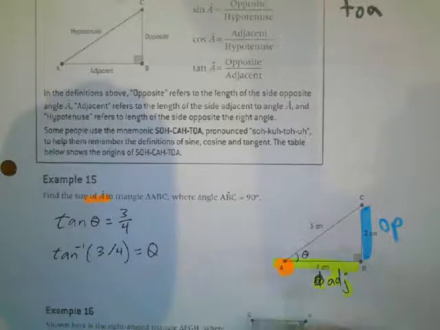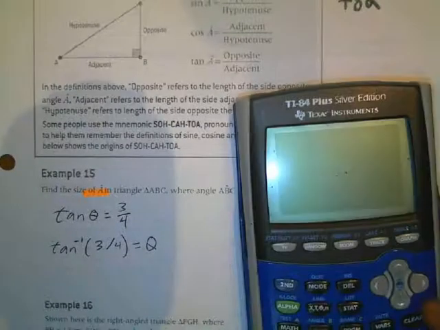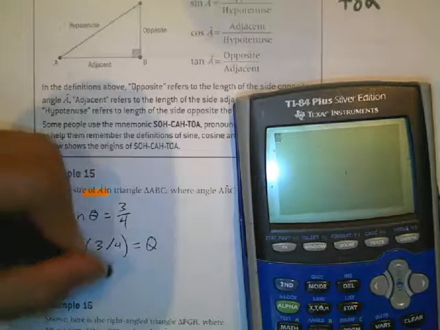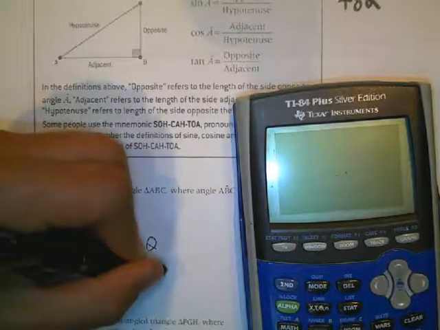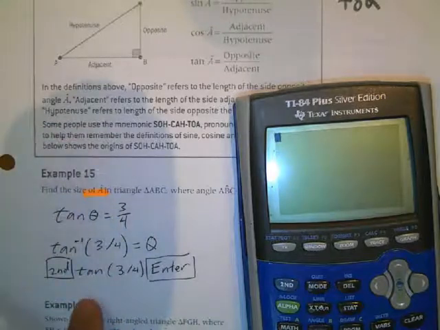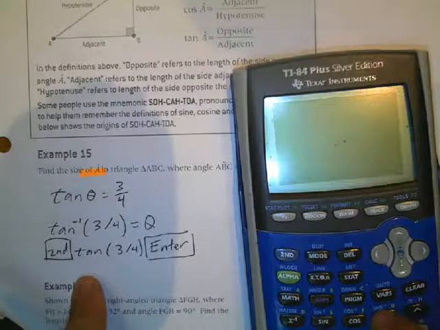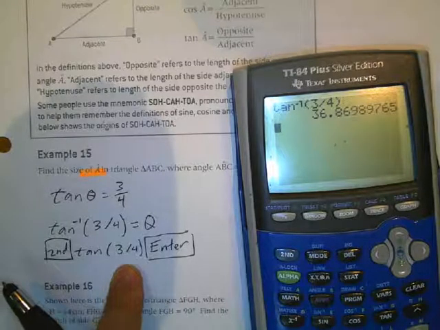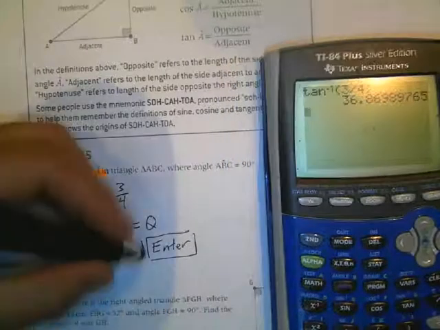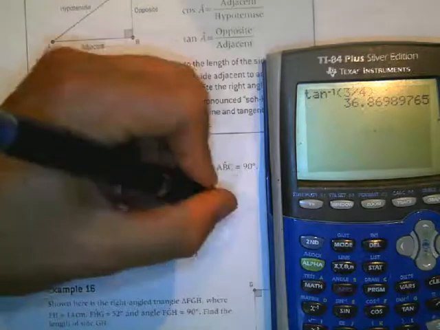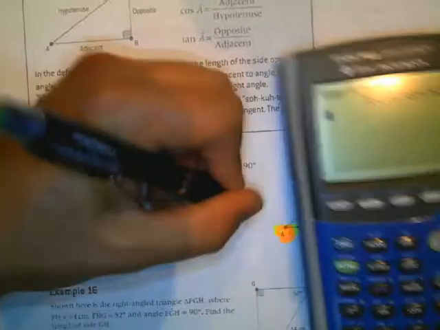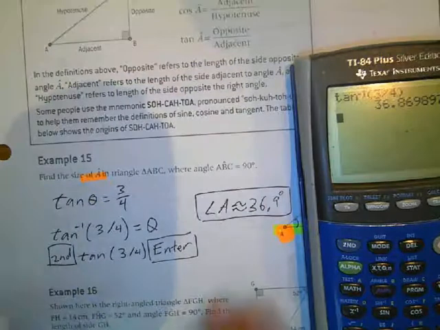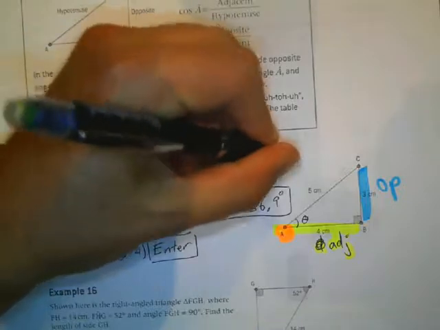Now to do this on the calculator, you're going to hit the second button, and then tangent, and then 3 divided by 4, and then press enter. You may want to write these calculator steps onto your paper. Okay, so let's do it. Second tan, 3 divided by 4, enter, and then I get 36.86. So I can say the angle A is approximately 36.9 degrees. If they don't tell you about rounding, you should do it to 3 significant figures. SF stands for significant figures.